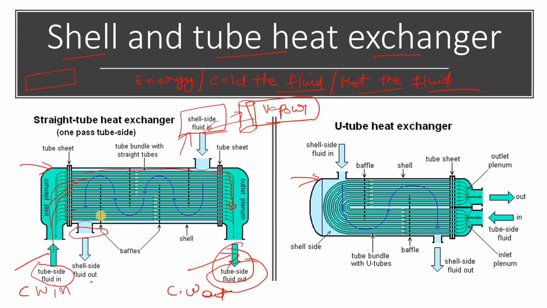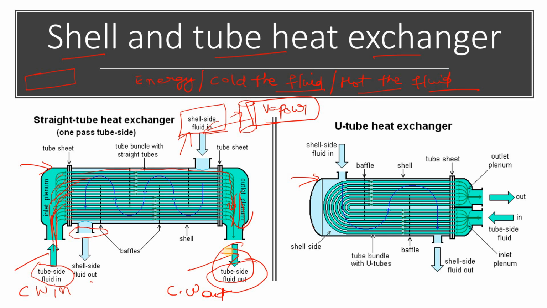So what will happen is that your fluid will enter from here and exit from here, right? So this is the one thing: how one fluid will go in from the tube side and out from the tube side, and same, how your shell side fluid will go in and out. Are you getting my points?